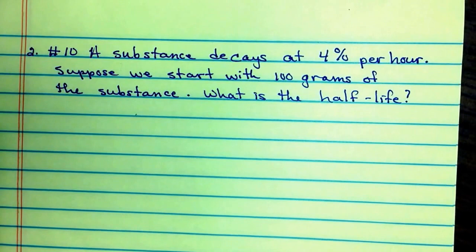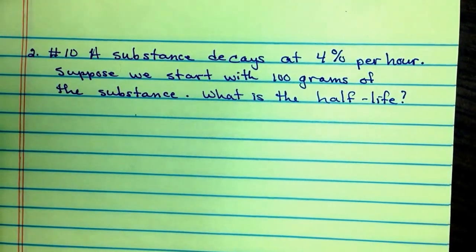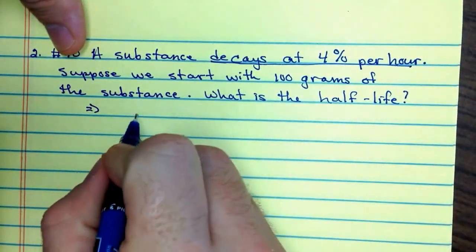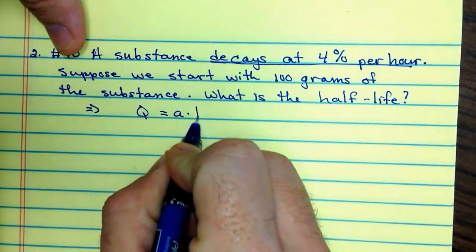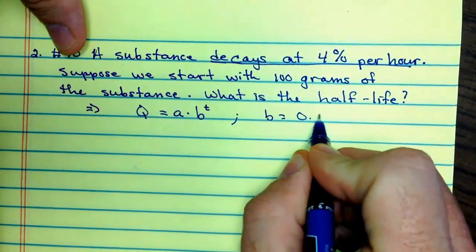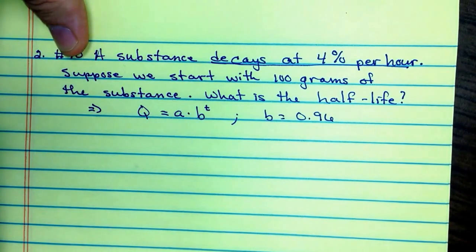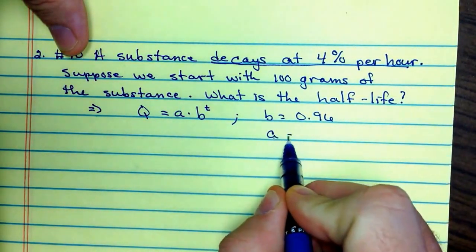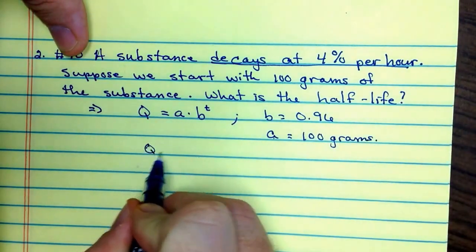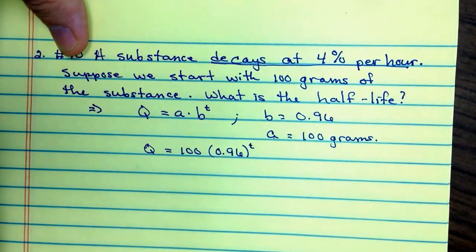Number 10 says a substance decays at 4% per hour. Suppose we start with 100 grams of the substance. What is the half-life? All right, well again, we're told it decays at 4% per hour, so we're going to have some quantity equals A times B to the T. Our B value is going to be 0.96 since we're decaying at 4% per hour. And we're also told A is 100 grams. So this gives us our equation Q equals 100 times 0.96 to the T.